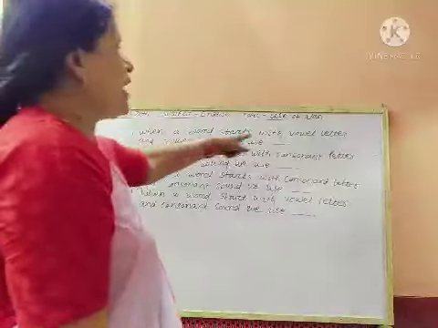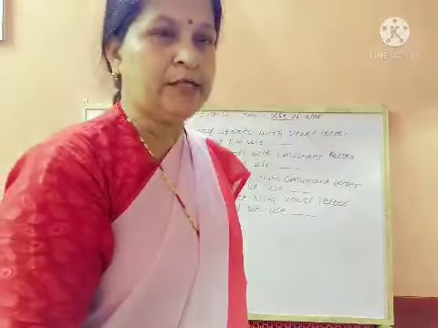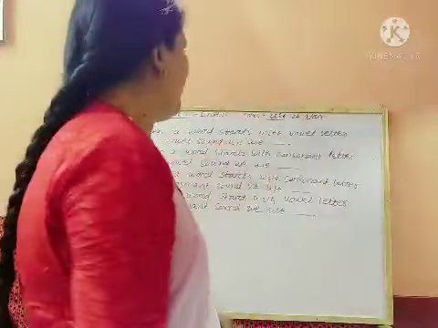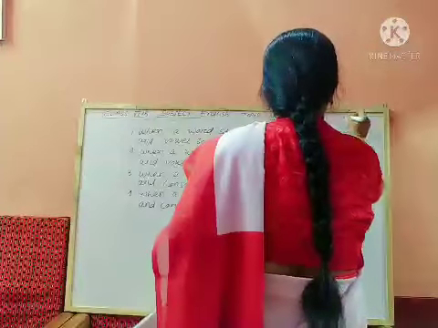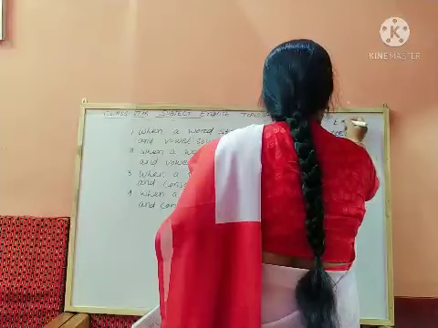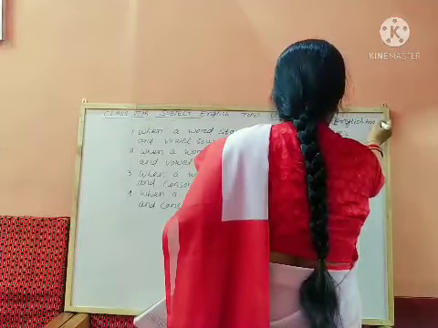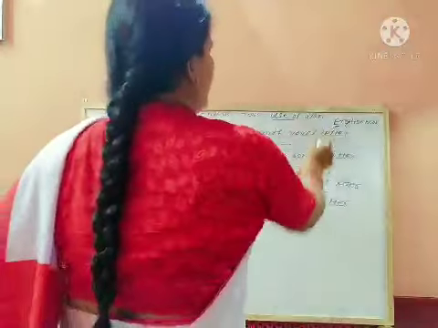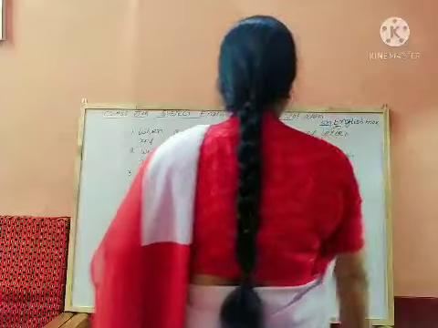When a word starts with vowel letter and vowel sound, we use dash. For example, vowel letter and vowel sound: English book. So before it we use AN. Very good. An English book.